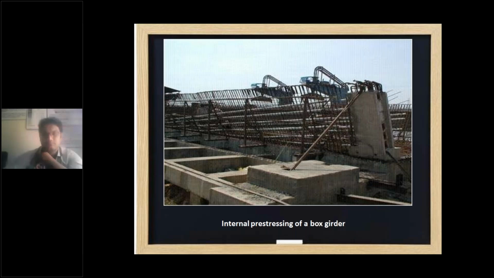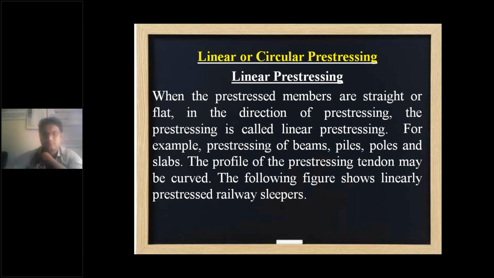Okay, so next, there is another way of classifying prestressing, based on the type of element. If the element is a longitudinal member, they do linear prestressing. If the member is a circular member, they do circular prestressing. So in that way also prestressing will vary. There are two types of stressing: one is linear, the other one is circular prestressing.